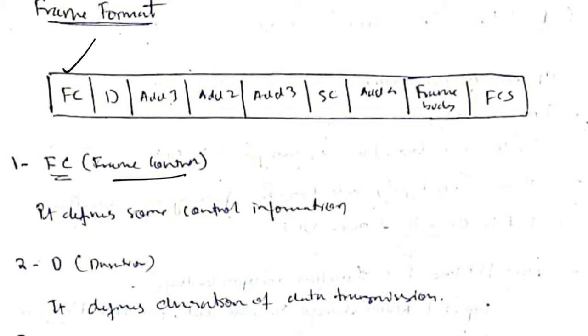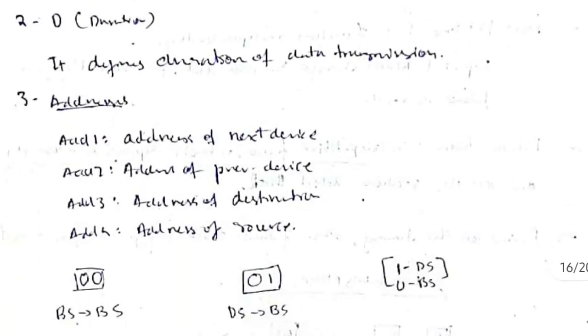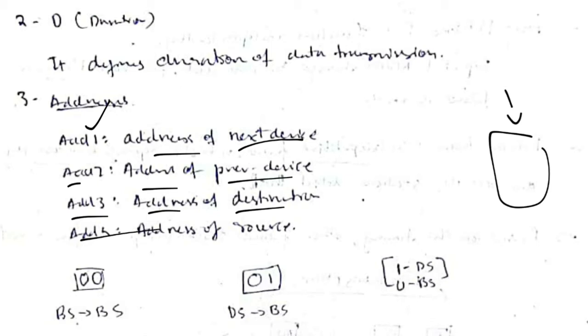FC is the frame control. It defines some control information. D is the duration. It defines the duration of the data transmission. AD1 to AD3 and AD4 are the address lines, and each defines a different address. AD1 is the address of the next device. AD2 is the address of the previous device. AD3 is the address of the destination, meaning the final destination, and AD4 is the address of the source.